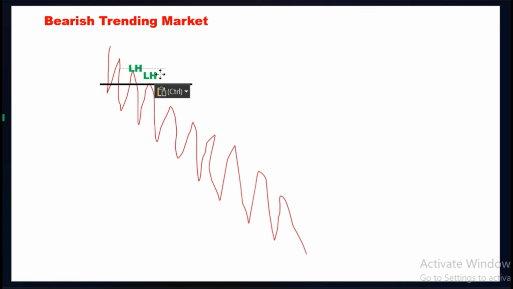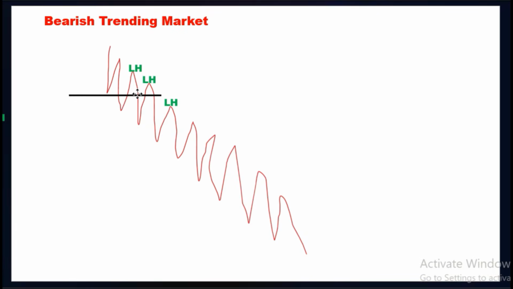Okay, this is a lower high. This is another lower high. This is another lower high. So the market keeps printing lower highs. This high fails to break above this high, and this high fails to break above this high. So long as the market keeps producing lower highs, it is still on a bearish trend.